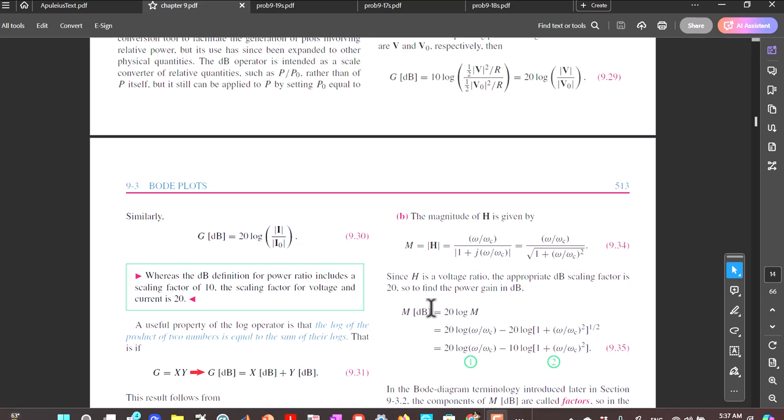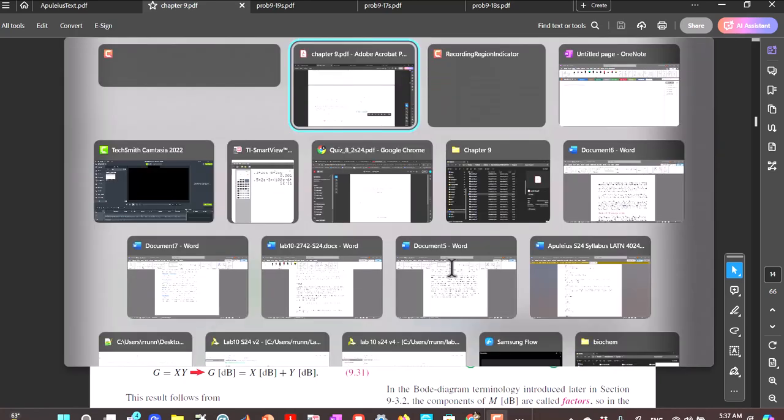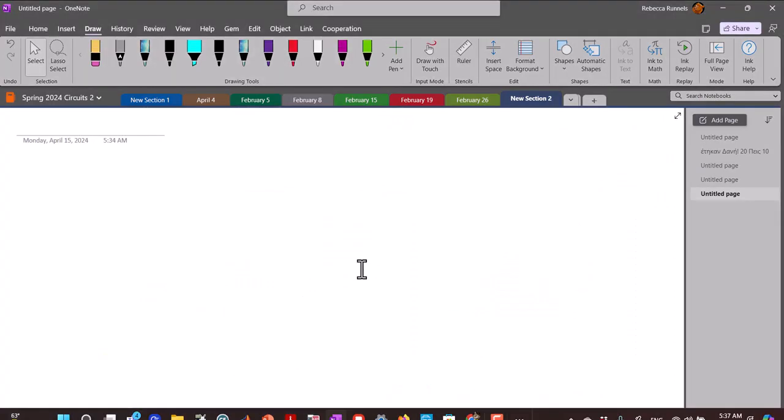I was trying to grab a print screen, but I can't. Okay, so the gain in decibels is going to be 20 times the log of the magnitude of the transfer function. Oh, it did kind of copy over nicely. All right. So ultimately, that's where this is all coming from.